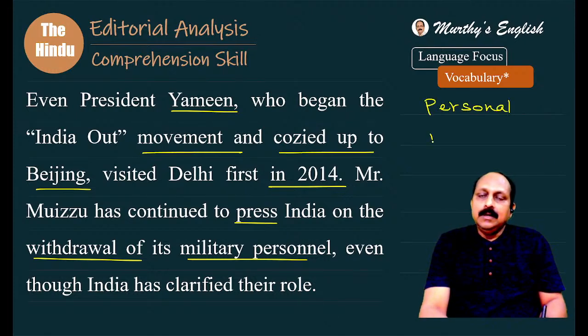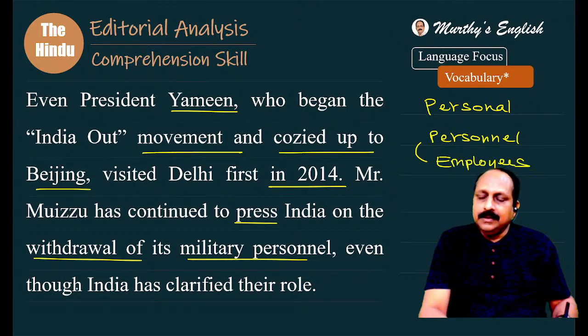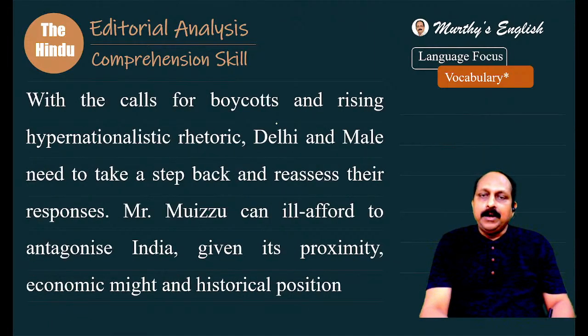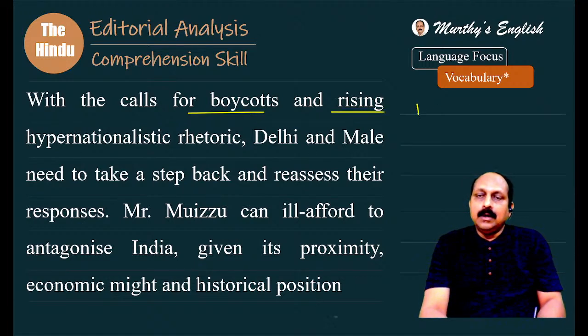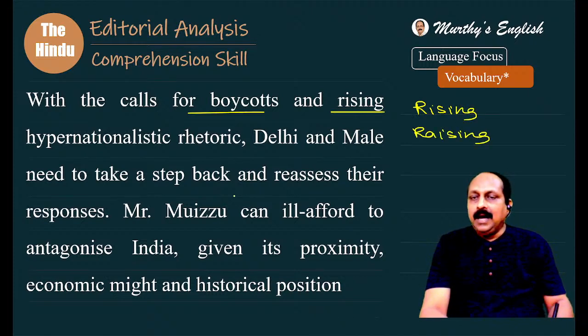One is personal, and what is the other one? Personnel means what? Employees of an organization, a general meaning, yes. With the calls for boycotts and rising hyper nationalistic rhetoric, rhetoric goes with politicians and public speaking, persuading talk, persuading writing to convince the masses. With the calls for boycotts and rising, again you have to recall rising and raising. One is an irregular verb, the other one is a regular verb. One is a transitive verb, the other one is an intransitive verb. Thank you very much. Who is that? Pintu. Thank you very much.